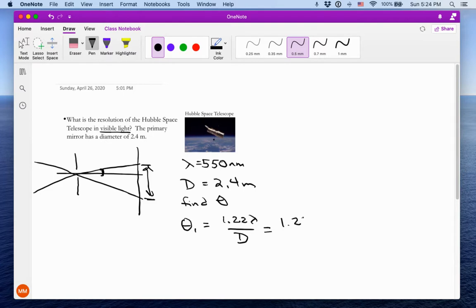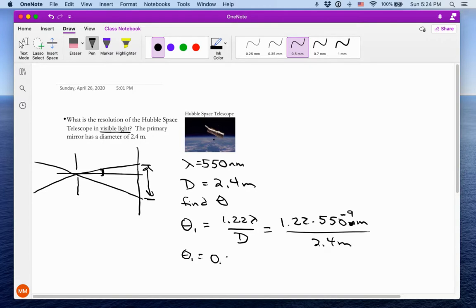We can say 1.22 times 550 nanometers. Actually, we'll do meters instead, so we're just going to cross this out. So, times 10 to the minus 9 meters divided by 2.4 meters. And when we do that, we get theta 1 is equal to 2.8 times 10 to the minus 7 radians. So our measure is radians.